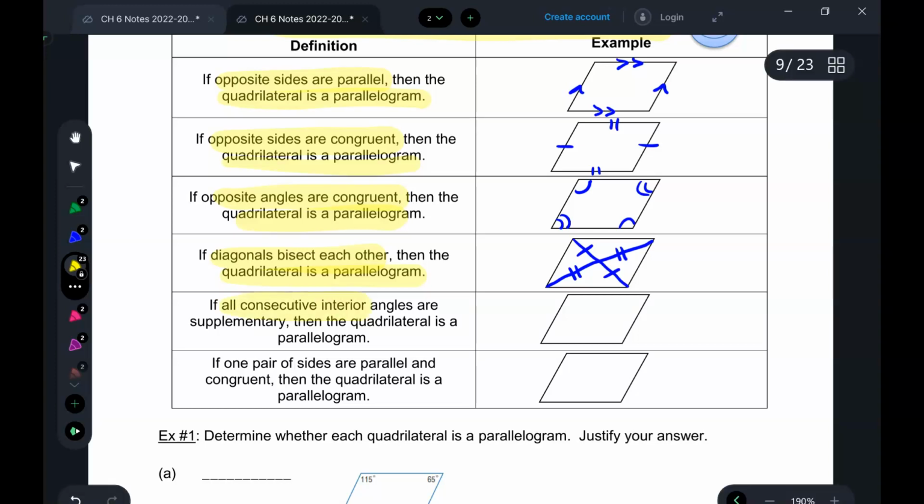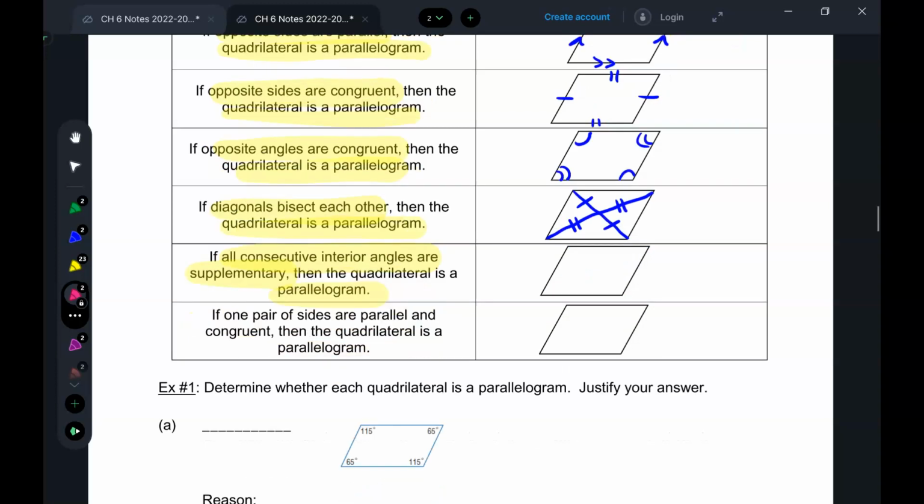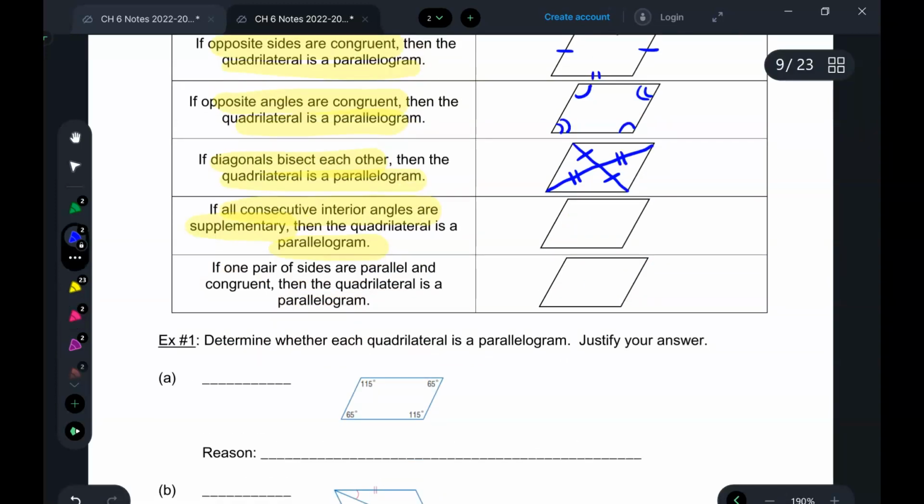Okay, all consecutive interior angles are supplementary. Wait, hold on. Okay, so the only way we could really label this. Wait, what do I do for the fourth one? Yeah, for the definition. Diagonals bisect each other. That's the important part. And that's how you draw the picture. Wait, all consecutive interior angles. Yes, all consecutive interior angles are supplementary. That's the important part.